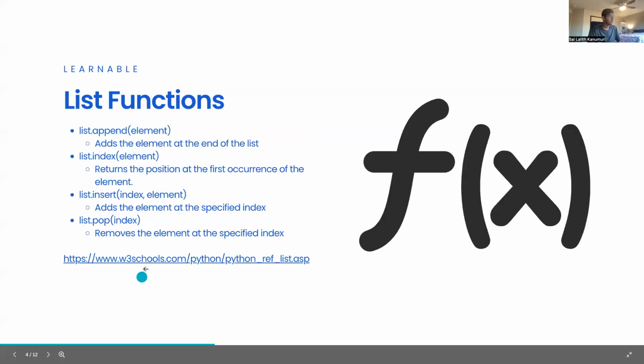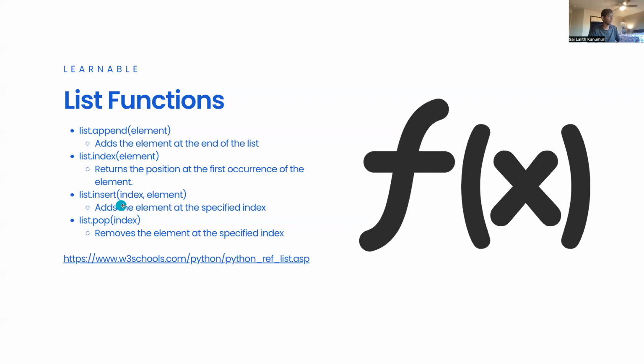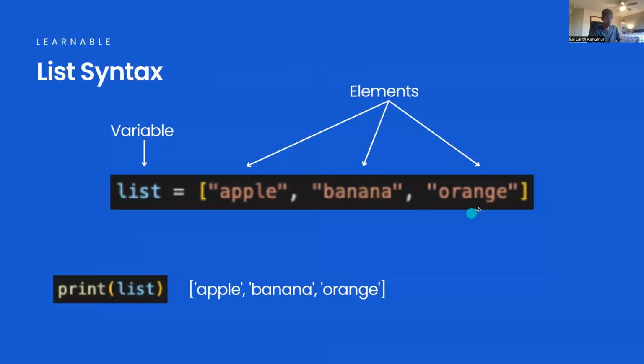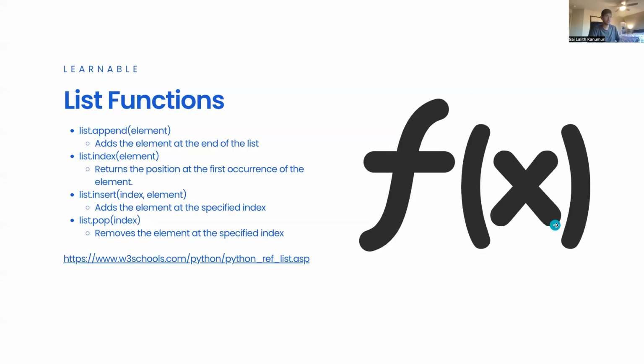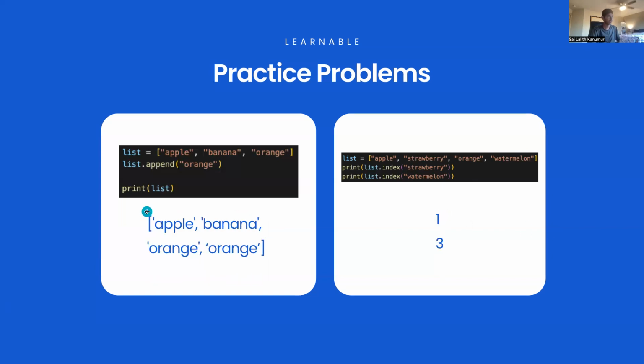Oh wait, I kind of forgot one function. Sorry. It's list.pop index. What this does is it removes the element at the index. For example, if I put element 2 for the previous example, it will remove orange from the list. So it just pops it out. Sorry about that. That was in the next problem set, so I just want to clarify that. Okay, now let's go to the second question.